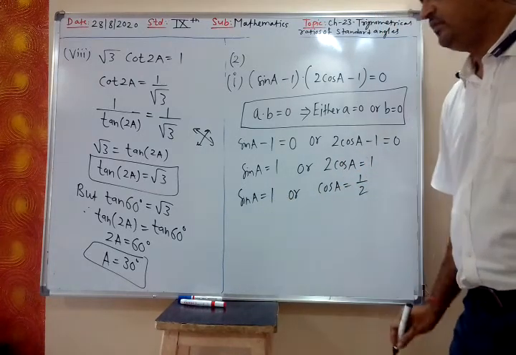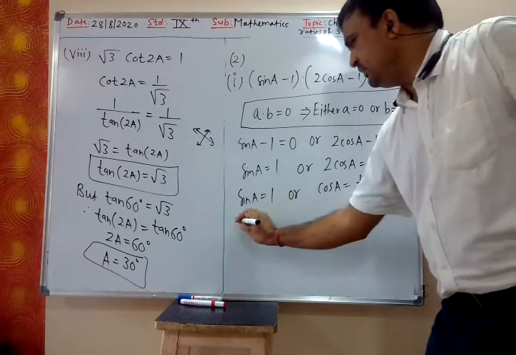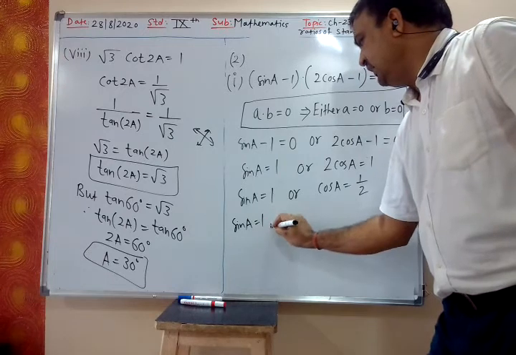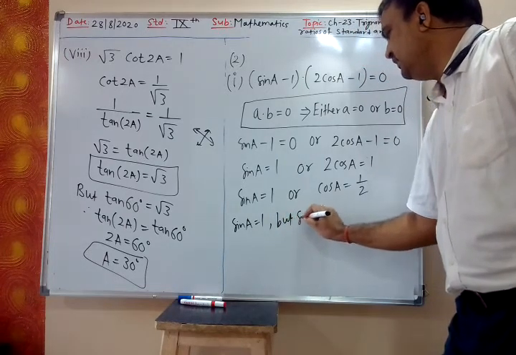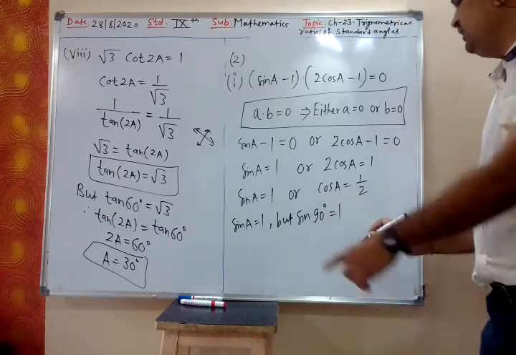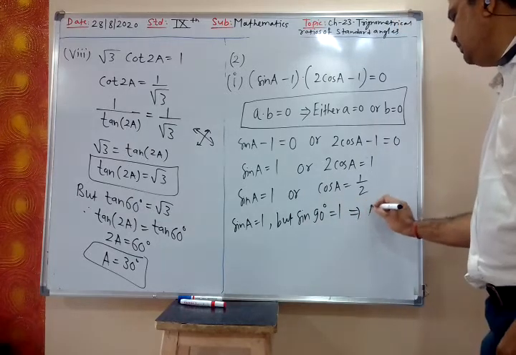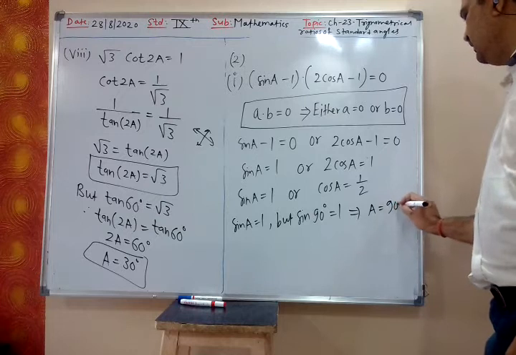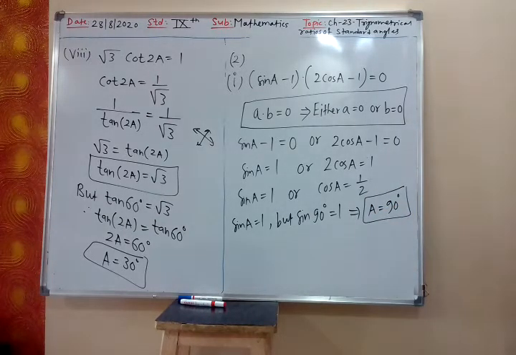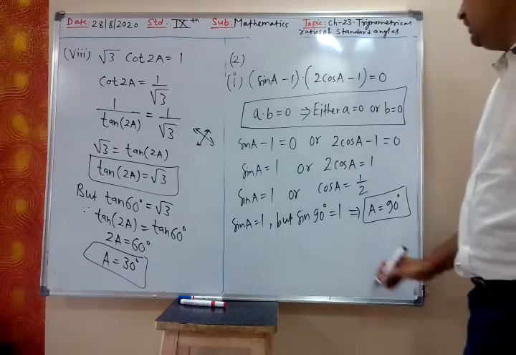Both can be 0, yes. So sin a is 1, but sin of which angle is 1? Yes, sin 90 is 1. Are you getting? Sin 90 is 1. So that will give you a is equal to 90 degree.